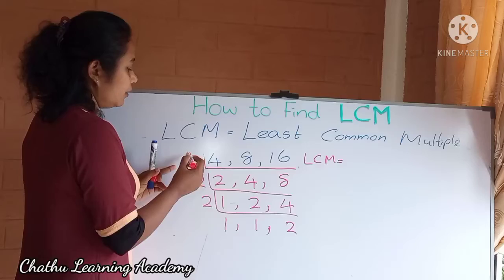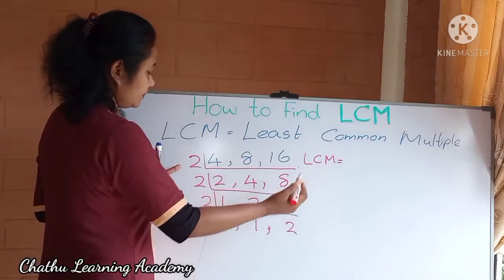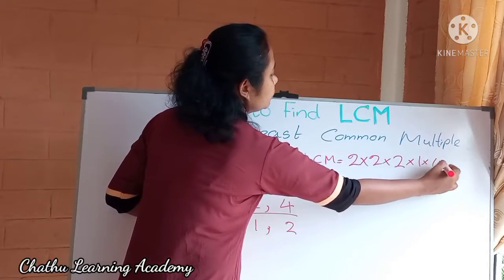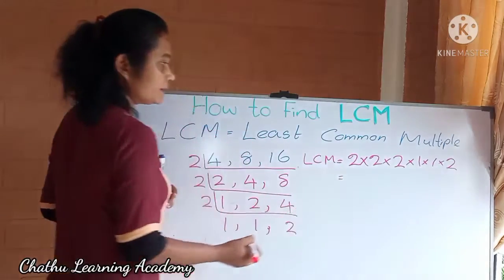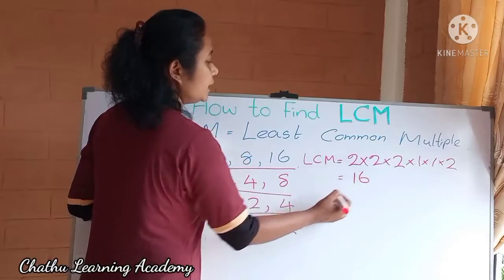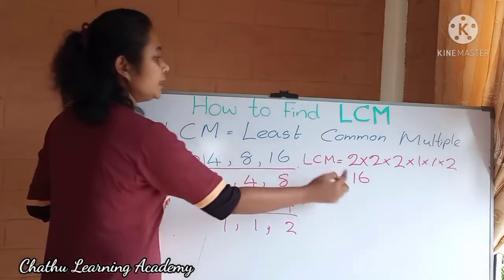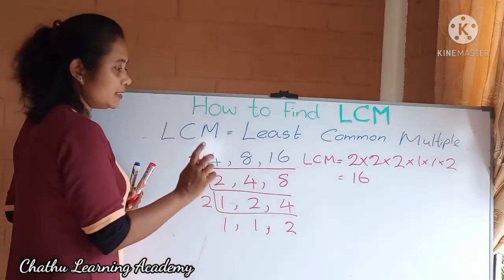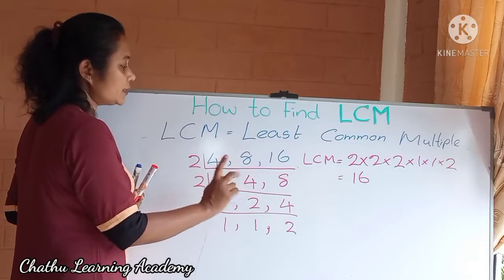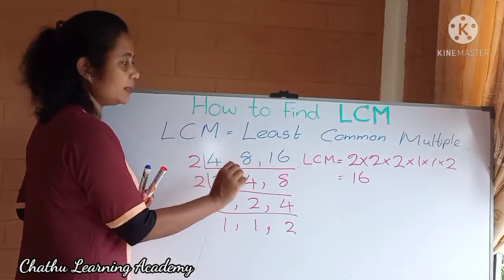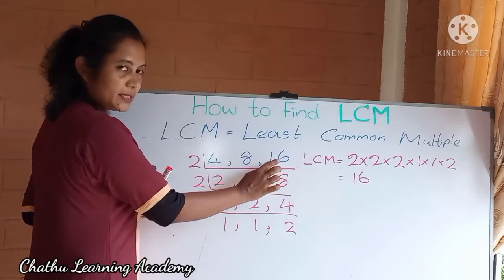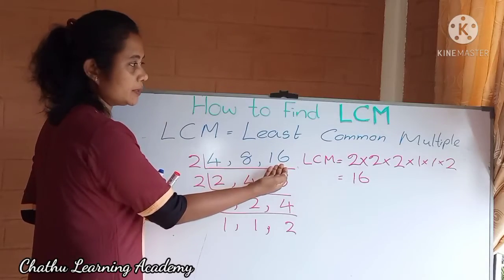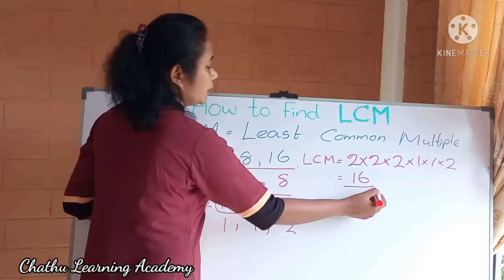LCM is equal to the product of these numbers: 2 into 2 into 2 into 2 into 1 into 1 into 2. Then what's the answer? 16 is the answer. Here this is the least common multiple of these three values. Okay, we will check. Is it a multiple of 4? Yes, it's correct. Is it a multiple of 8? It's also correct. Is it a multiple of 16? Yes. 16 is a common multiple of these numbers. Then that answer is correct.